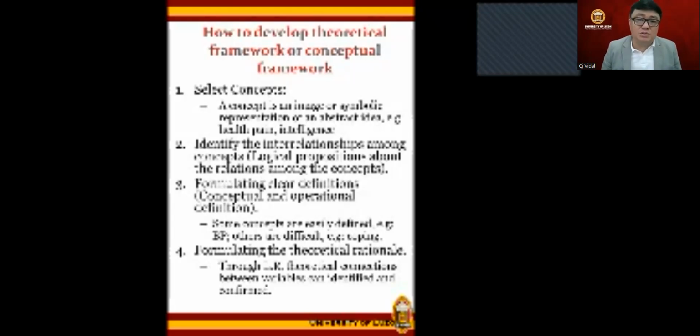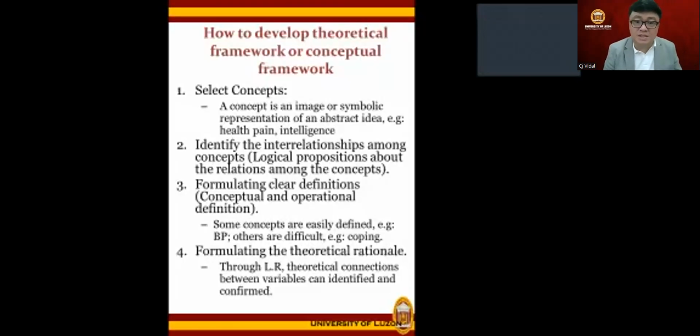Then number two, identify the interrelationships among concepts. So logical propositions about the relations among the concepts. So you need to be critical in the review, in the analysis of the concepts. So formulating clear definitions that will make up your conceptual and operational definitions. So some concepts are easily defined while others are pretty much difficult.